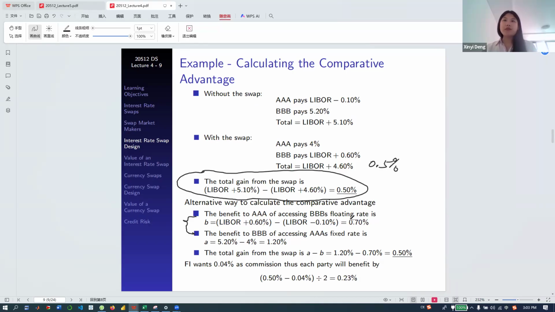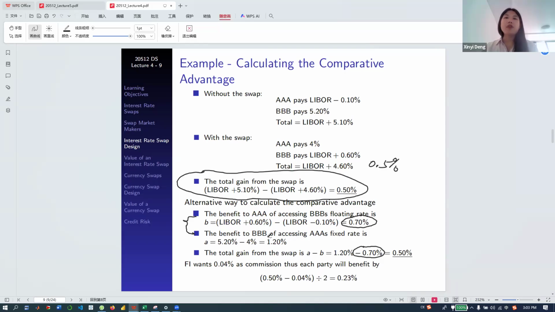Of course, if you look at the calculation here, AAA, when accessing BBB's floating rate, is actually generating a loss. It's paying an extra 0.7%. So that's why we are subtracting that 0.7% here. That's just an alternative calculation here.